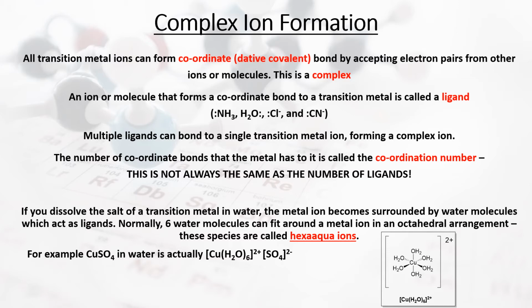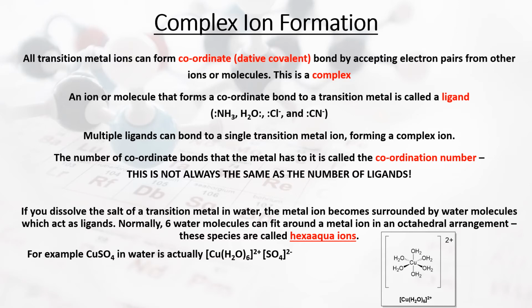Now, an ion or molecule that forms a coordinate bond to a transition metal is called a ligand. These are things we quite often think of as nucleophiles, having lone pairs that can be donated. So things like NH3, H2O, the chloride anion, the cyanide anion, and so on. Anything that has a lone pair that can be donated in a coordinate bond to our transition metal ion, we call a ligand.